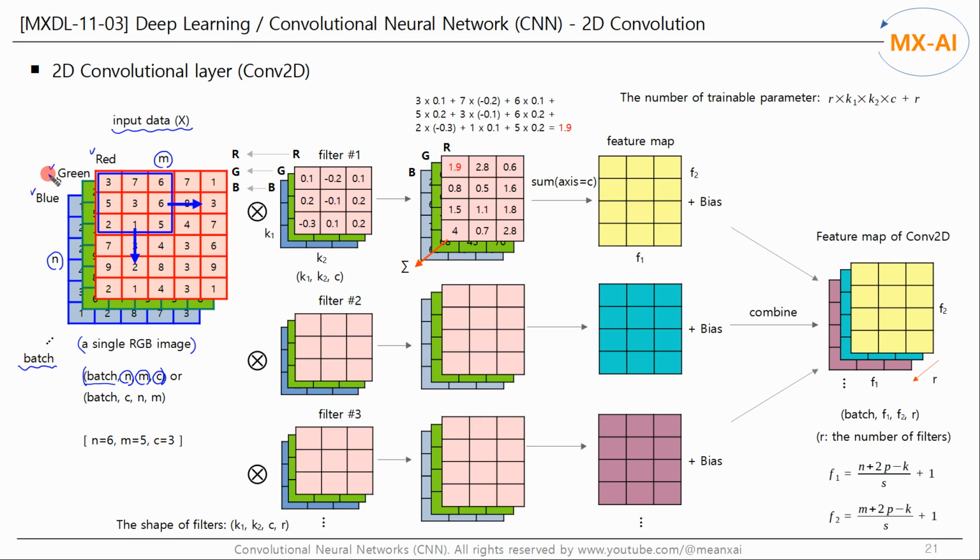C doesn't have to be 3. It can be greater than 3 or less than 3. Channel C can be placed in the second dimension of the array, but is typically placed in the last dimension, as shown in this figure. In this example, N is 6, M is 5, and C is 3. Padding can be added to the input data on the top, bottom, left, and right. In this example, no padding is applied. We covered padding in the first video of this series, so we won't go into that here.